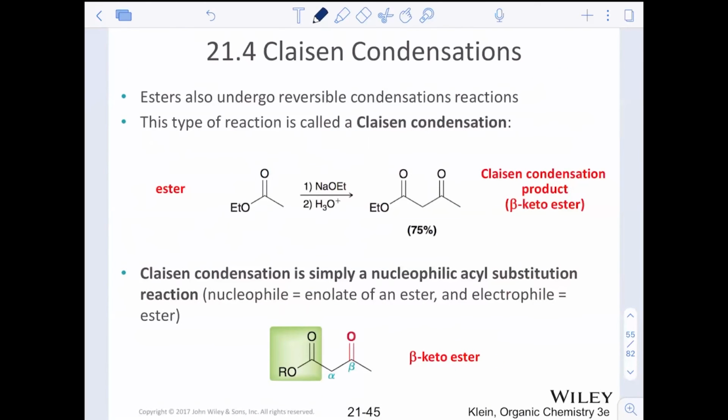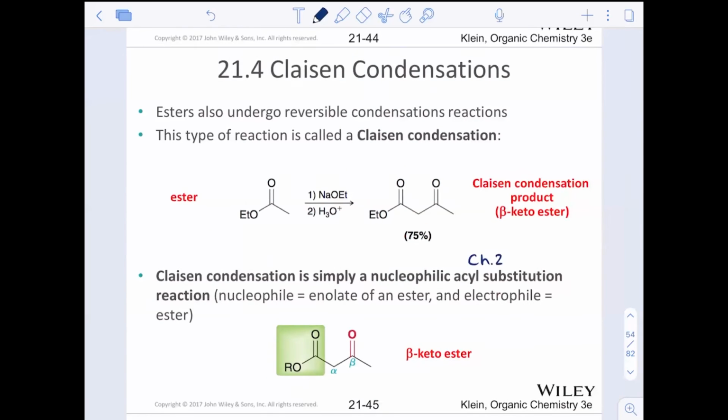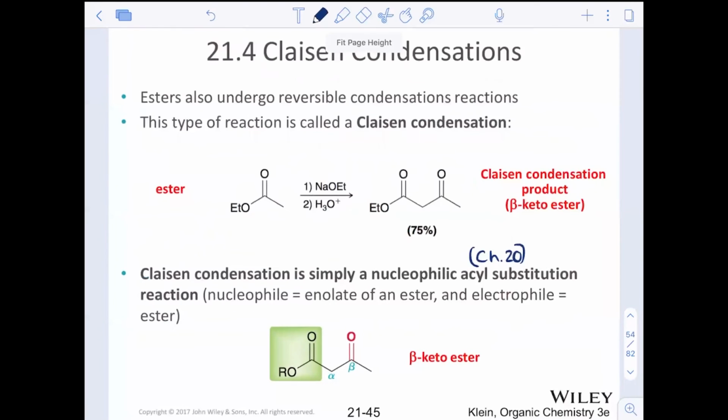Claisen condensation reactions are very, very similar to aldol condensation reactions. The only difference is that we are going to use esters. Esters also undergo reversible addition reactions, and so we tend to try to use a Claisen condensation that is simple. It is going to look like a nucleophilic acyl substitution reaction. Again, chapter 20, right here in the forefront of our mind when we're looking at an enolate nucleophile attacking an electrophile.